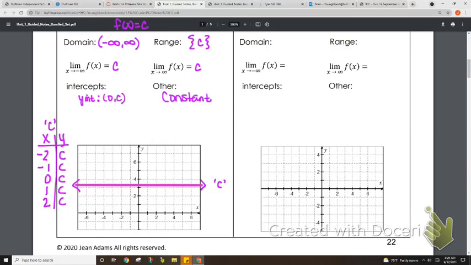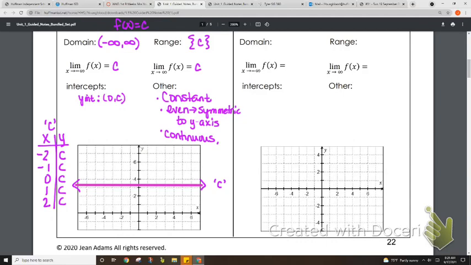Symmetry, it's even because it's symmetric to the y-axis. Let's see, boundedness doesn't apply. There's no local extrema. There's no asymptotes. We talked about the end behavior. Is it continuous? It is continuous because we can draw this without picking up our pen or pencil. So it is continuous.